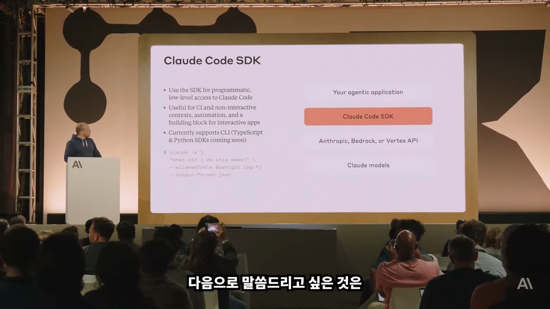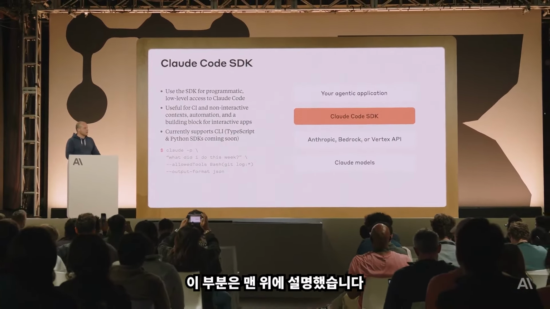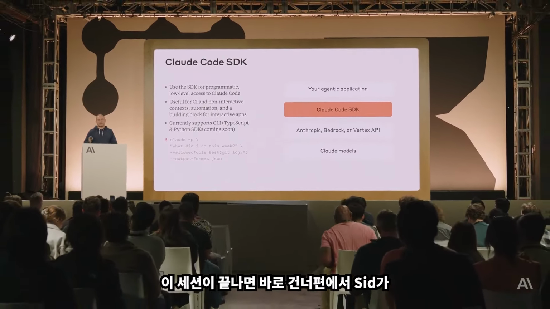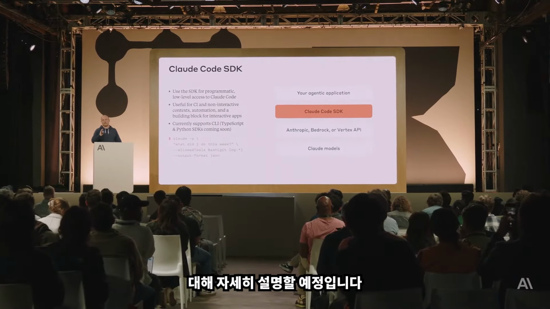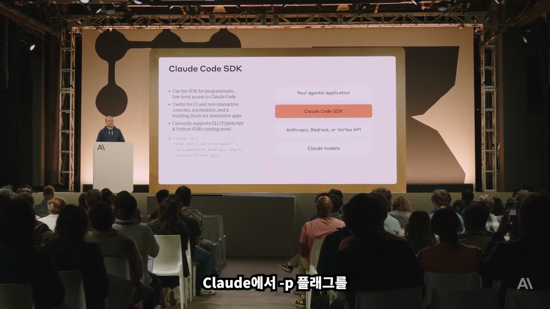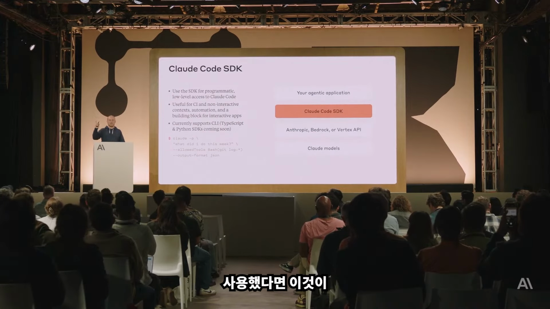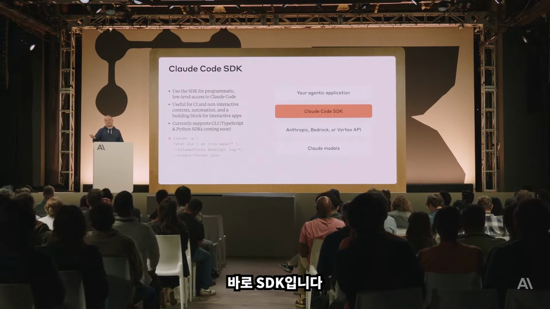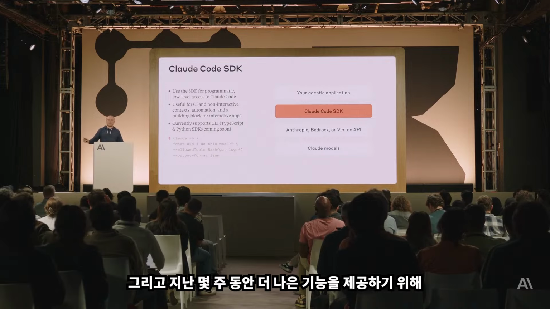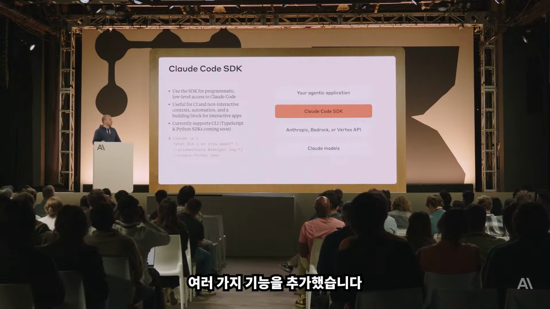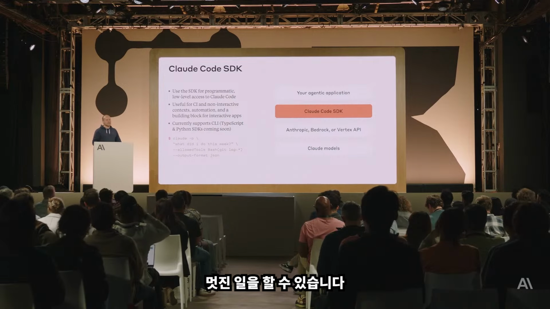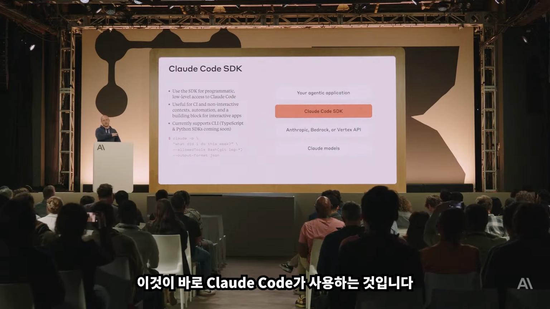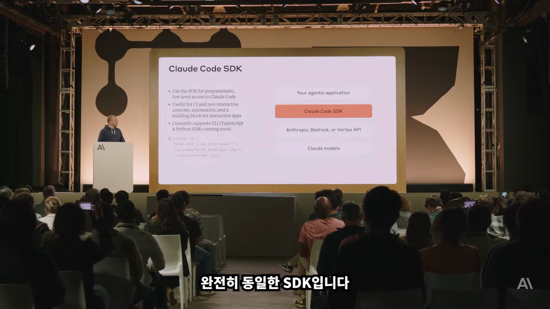The next thing I want to talk about is the Claude Code SDK. So we talked about this at the top. Right after this, Sid is doing a session, I think just across the hallway, and he's going to go super deep on the SDK. If you hadn't played around with this, if you use the -p flag in Claude, this is what the SDK is. And we've been landing a bunch of features over the last few weeks to make it even better. So yeah, you can build on top of this. You can do cool stuff. This is exactly the thing that Claude Code uses. It's exactly the same SDK.